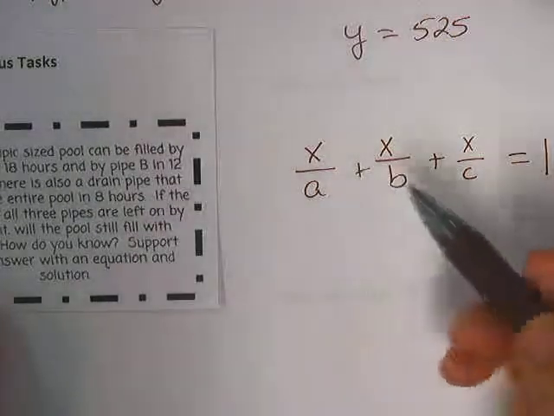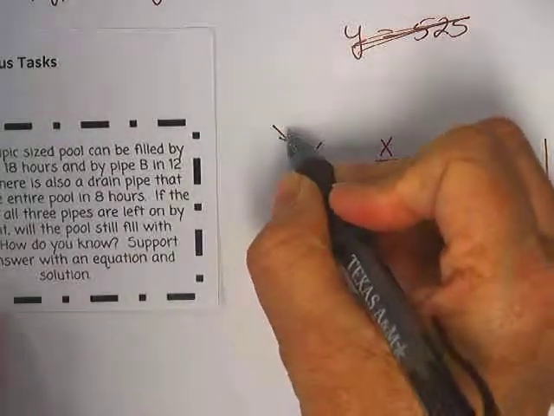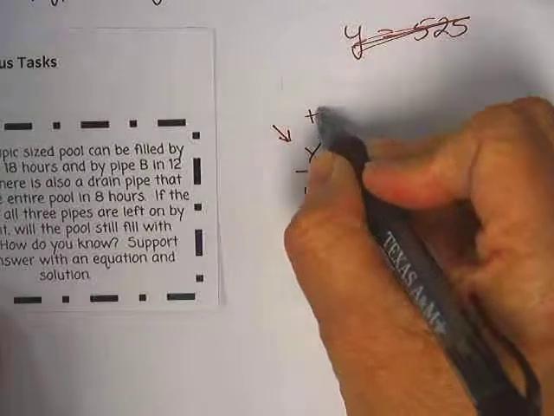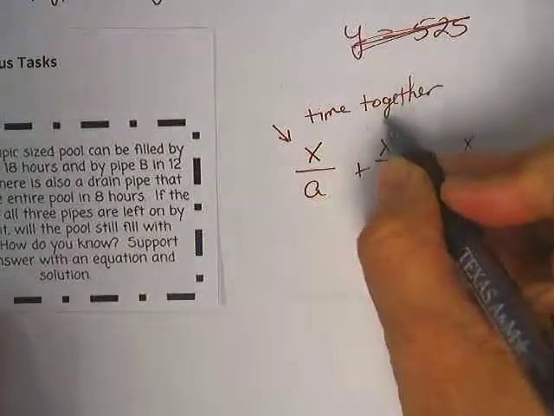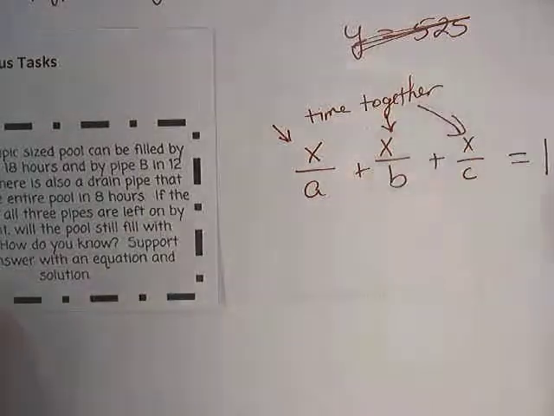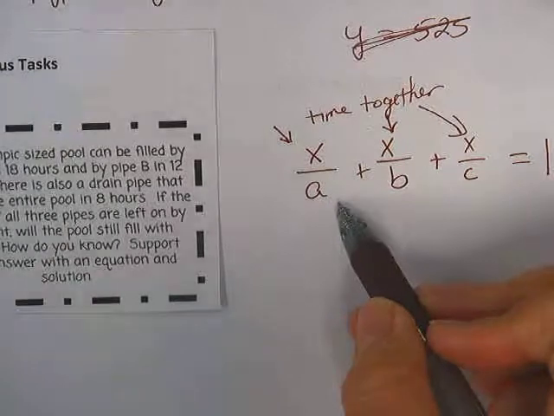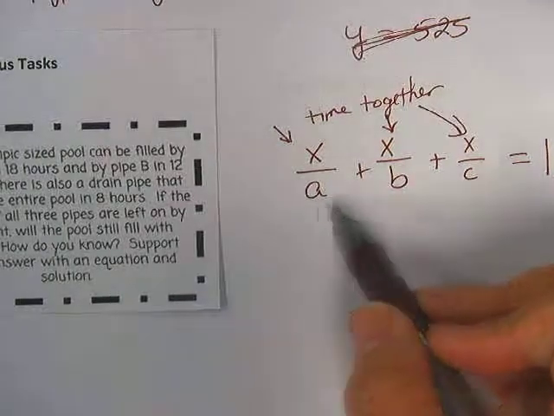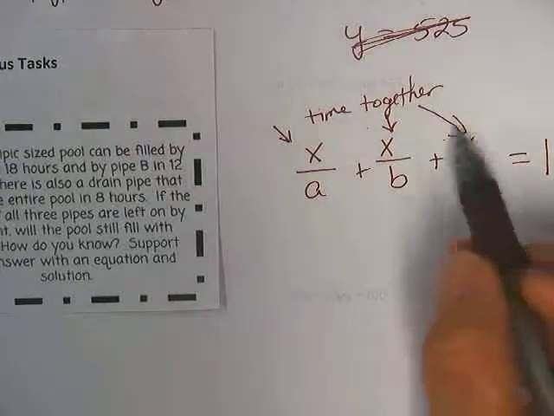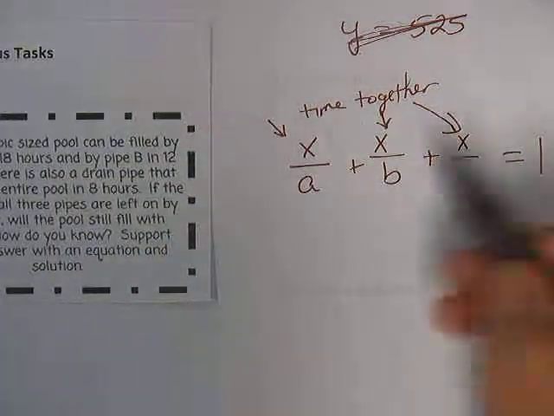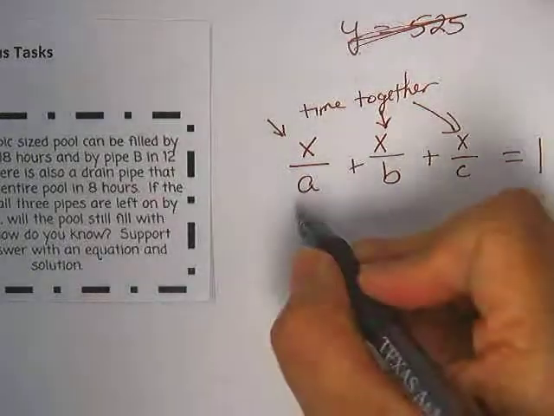And let's talk about what each of these things represent. X represents your time if people are working together. So all of these x's are exactly the same. This is the combined time. If person A or pipe A are working, person B or pipe B is working, or person C. So if everyone is working at the same time, x represents the time it takes everyone together to work.